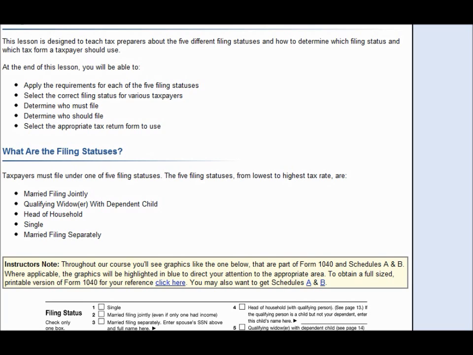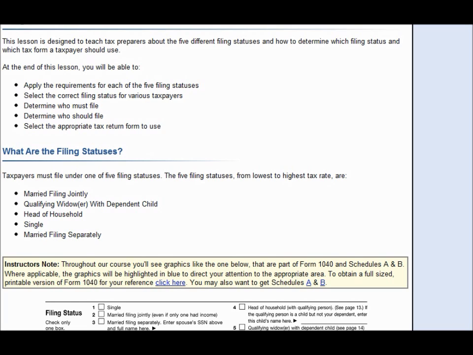Note, this lesson is designed to teach you all about the 5 different filing statuses and how to determine which filing status and which tax form a taxpayer should use. Notice at the end of this lesson, you will be able to apply the requirements for each of the filing statuses, select the correct filing status for various taxpayers, determine who must file, determine who should file, and select the appropriate tax return form for each use.